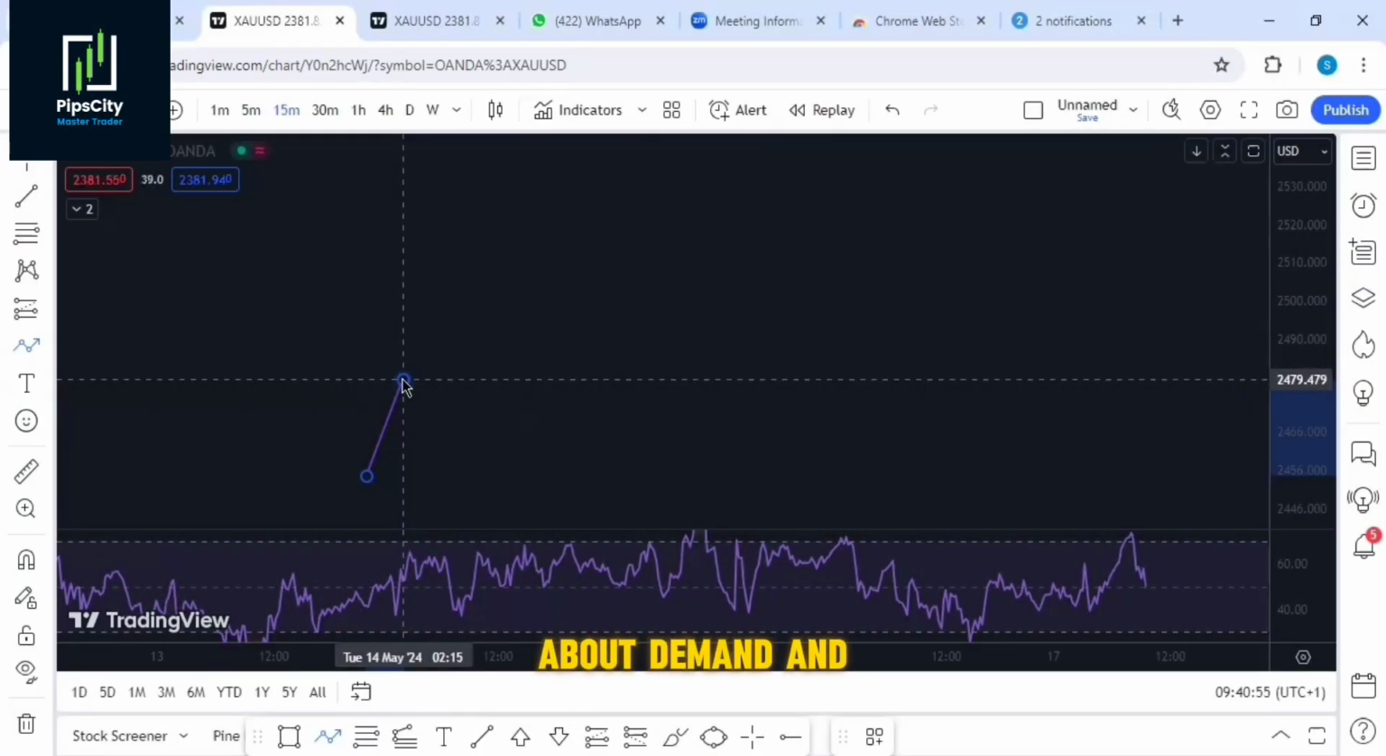Today we'll be talking about demand and supply, and also resistance and support. Some people don't know how to differentiate between demand and supply, and also resistance and support. Now, for example, we have something like this.